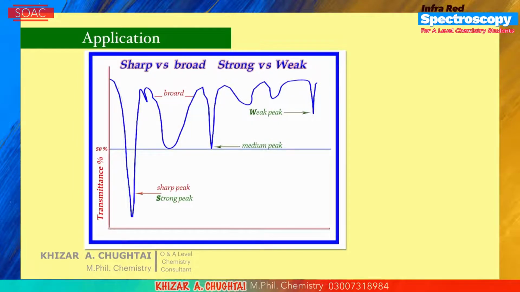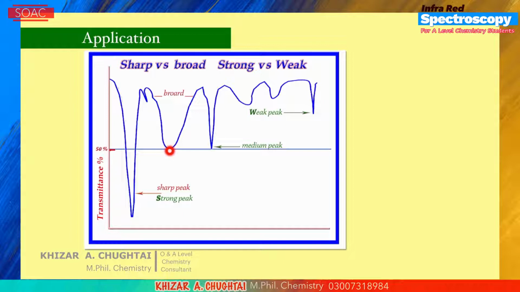The next one is the application, and I'm going to show you the difference between sharp and broad peaks, and the difference between strong and weak signals. Basically, I'm going to divide this whole spectrum into two portions. I'm cutting this graph imaginarily at 50%. The lines crossing below this 50% line, towards the x-axis, are said to be the strong peaks, the strong signals.